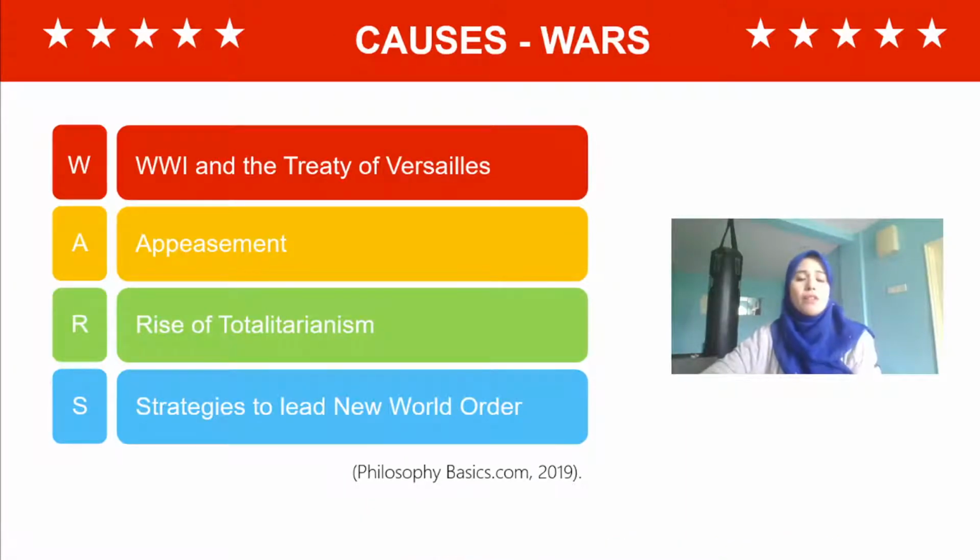So the causes, of course, as I mentioned, are the discriminatory Treaty of Versailles, appeasement, which I will explain to you, and the rise of totalitarianism again. In World War II, they still loved militarization, and it went up to totalitarianism. And then it was a strategy to lead a new world order.